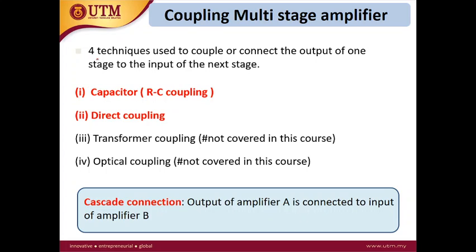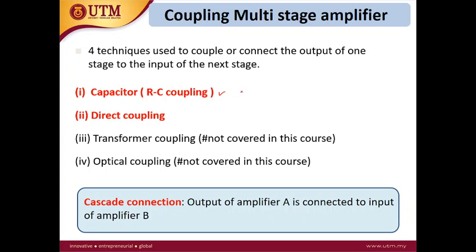There are four techniques used to couple or connect the output to do the cascade connection. So the first two will be discussed in this course. The first one is what we call capacitor coupling. If you recall chapter 3 and chapter 4 on the single stage BJT and MOSFET amplifier, the input source and the input port of the amplifier are connected through the capacitor coupling. So this is what we have done in the single stage capacitor coupling.